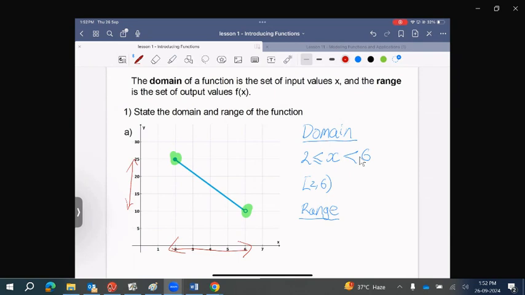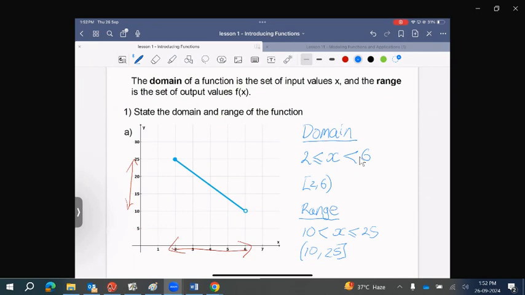So the smallest y value is not 25. Notice how we have to start the range off over here. The smallest y value is that one, which is going to be 10. This point is excluded. And then we go up to 25, and that point is included. We can describe that using interval notation as 10 excluded up to 25 included. And this is how we describe the range.